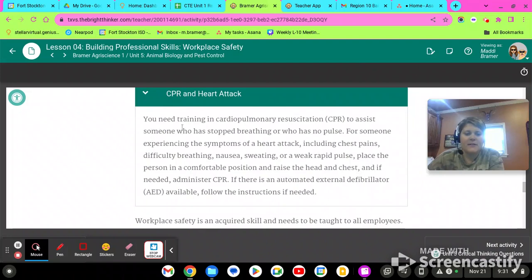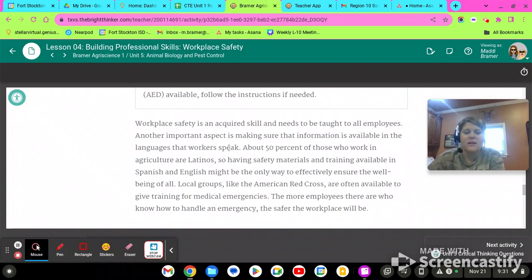CPR and heart attack. So you need training in CPR to assist someone who has stopped breathing or has no pulse. For someone experiencing symptoms of a heart attack, including chest pains, place the person in a comfortable position and raise the head and chest if needed. Administer CPR. If there's an AED available, follow those instructions.